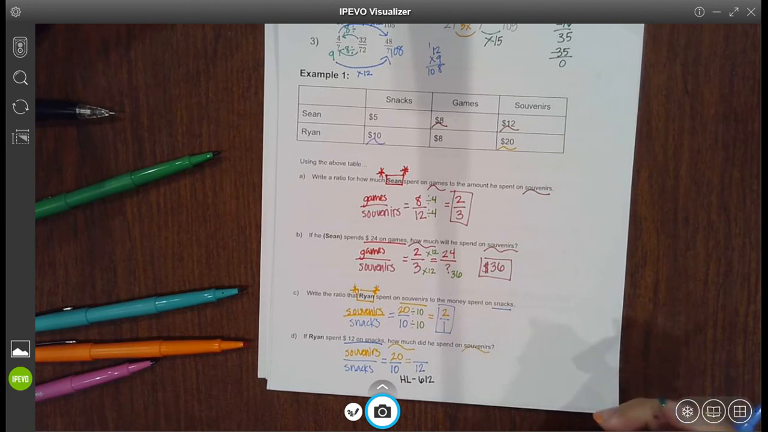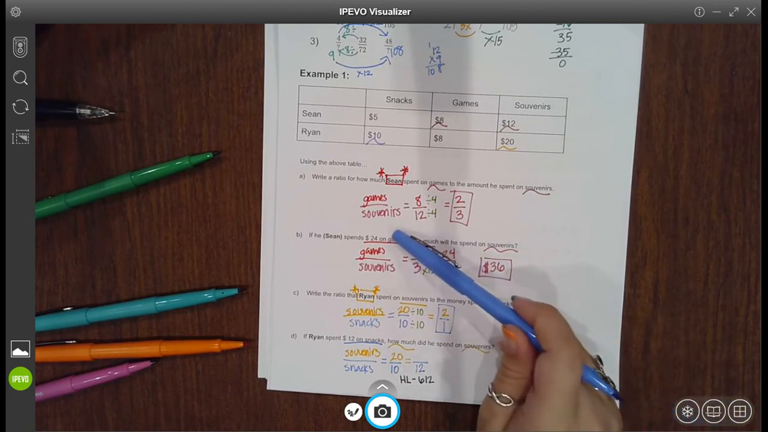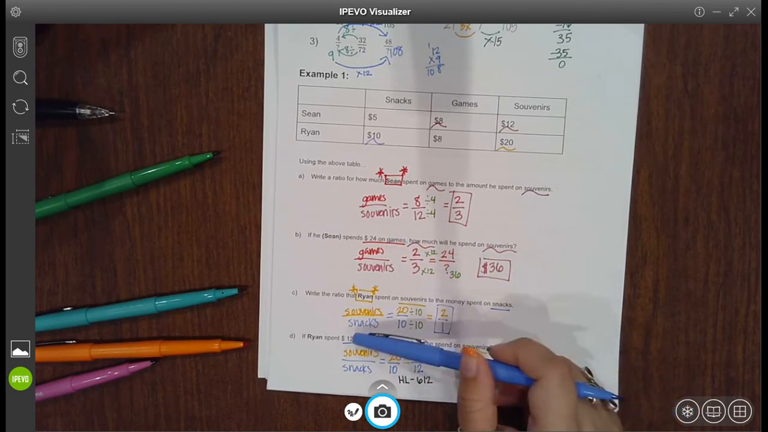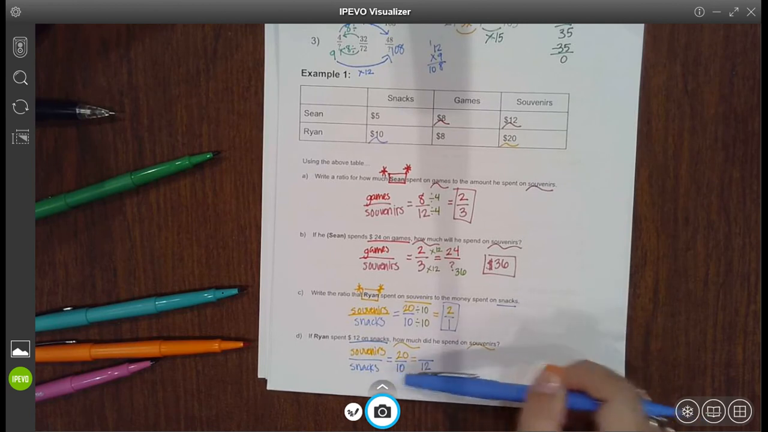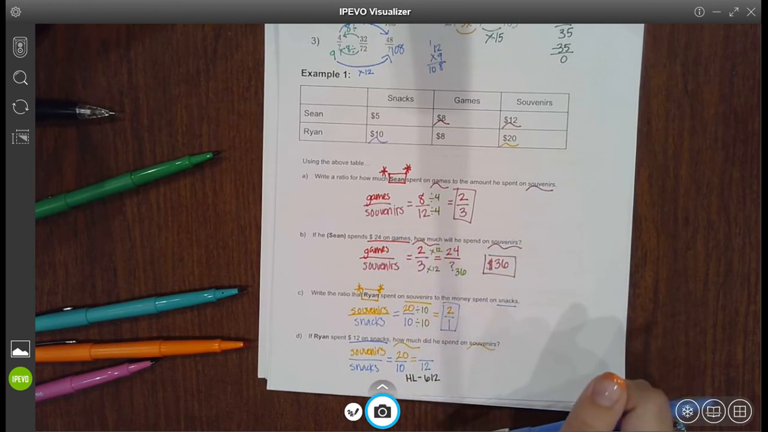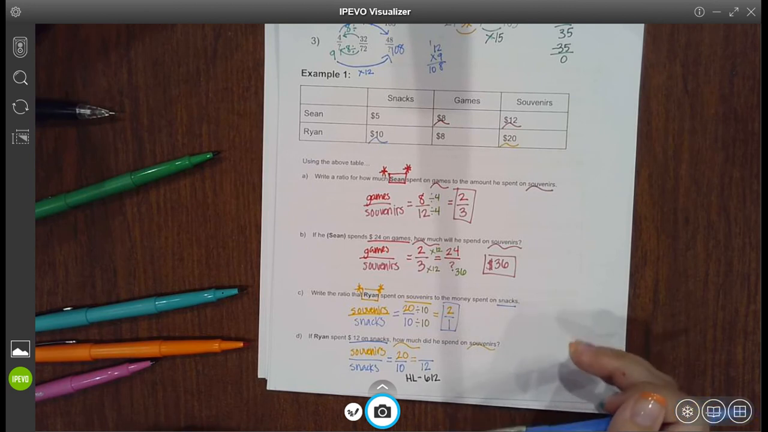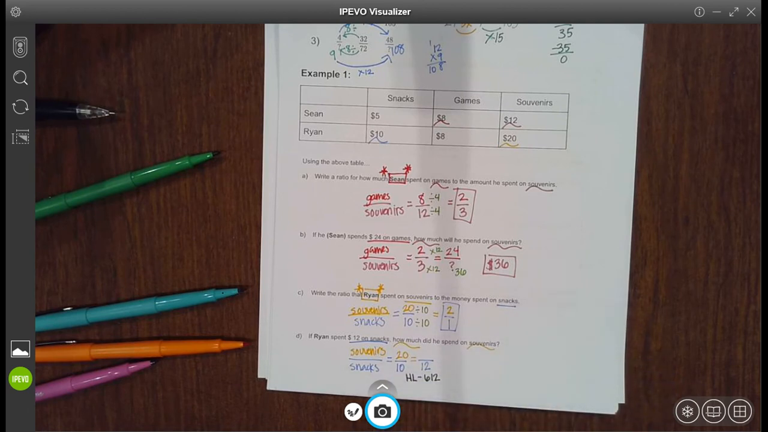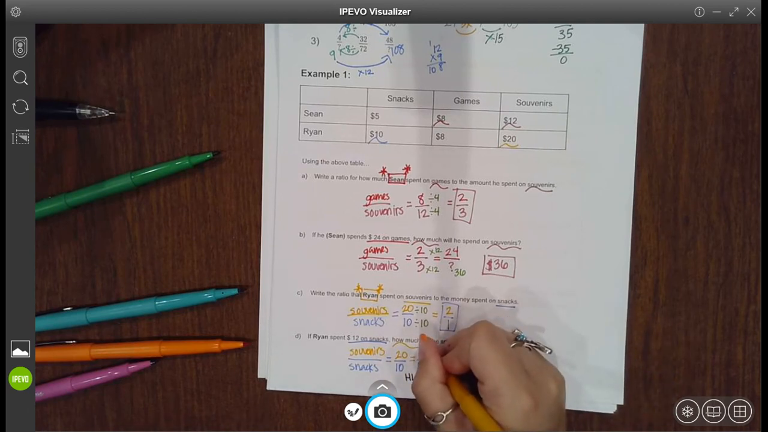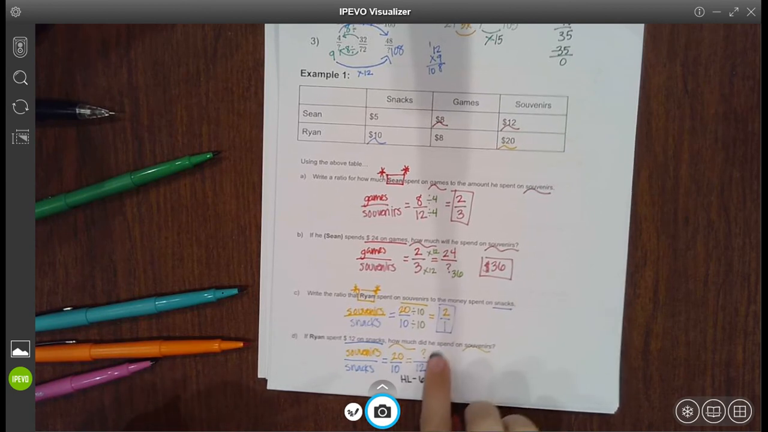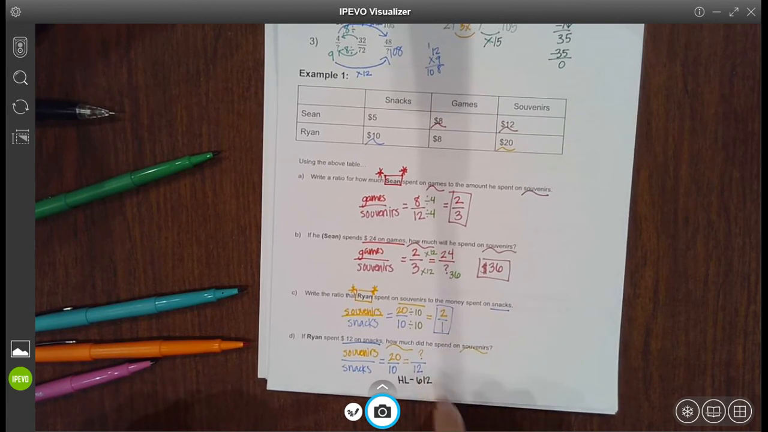And this is, again, why it's so important to put the words in front, because here, the number they gave us, we put on top. Here, the number they gave us, we put on the bottom, because it was talking about snacks, and snacks goes on the bottom. Here was talking about games, and games was on top. So it's very important to always keep your ratios lined up, okay? And that's why we put the words in front. So now I can use my ratio to help me create this equivalent ratio and help me find the unknown.